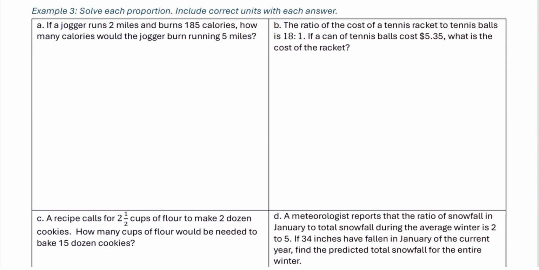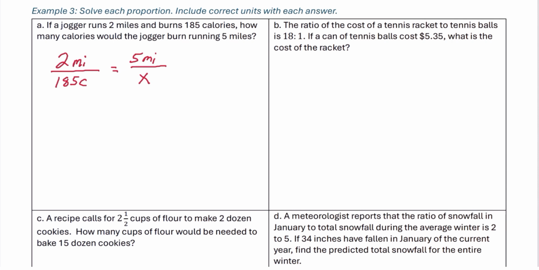If a jogger runs 2 miles and burns 185 calories, how many calories would the jogger burn running 5 miles? Let's start by setting up the proportion. We have 2 miles will burn 185 calories. And we'll set that equal to 5 miles. And the denominator of this one, we don't know. That's what we're looking for, so we give it the variable x.